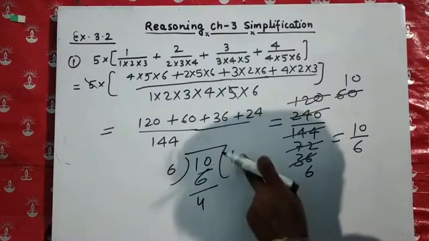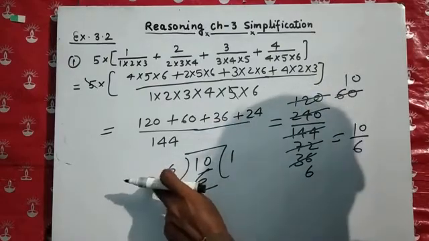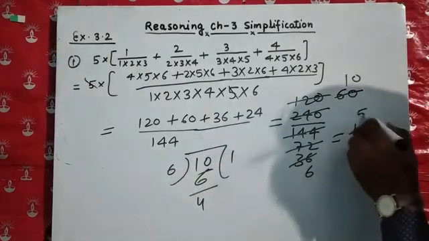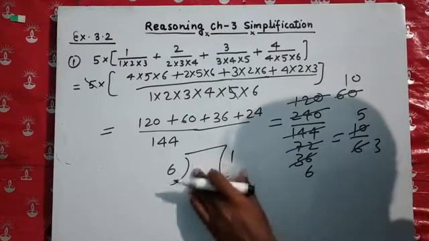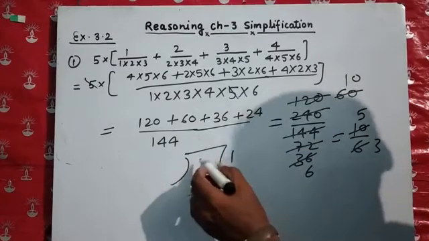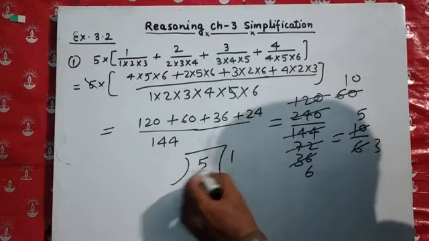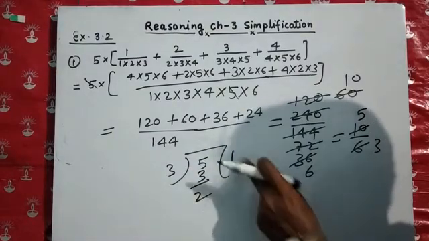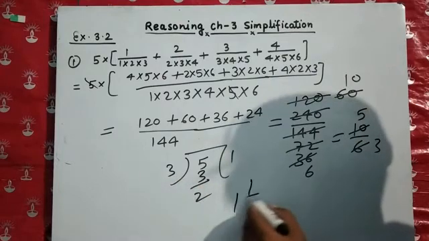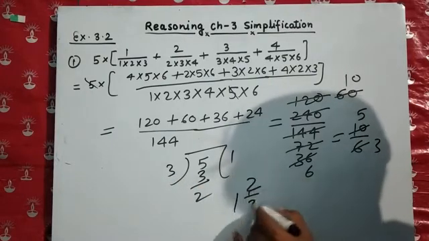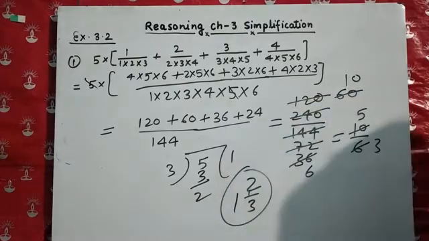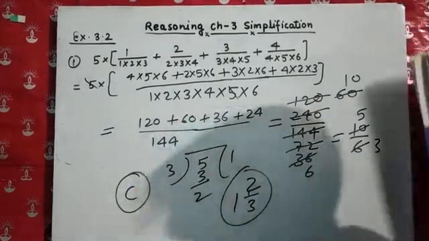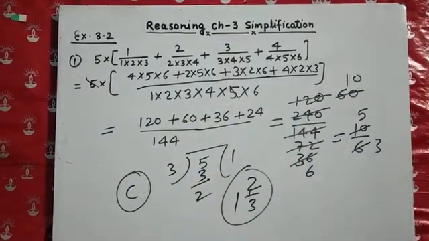So here 1 whole 4 by 6, or we can reduce more. It becomes 5 by 3. So here we have to take 5 by 3: 3 ones are 3, so we are getting 2. So 1 whole 2 by 3. The answer will be 1 whole 2 by 3. This will be the answer. So option number C is correct here.